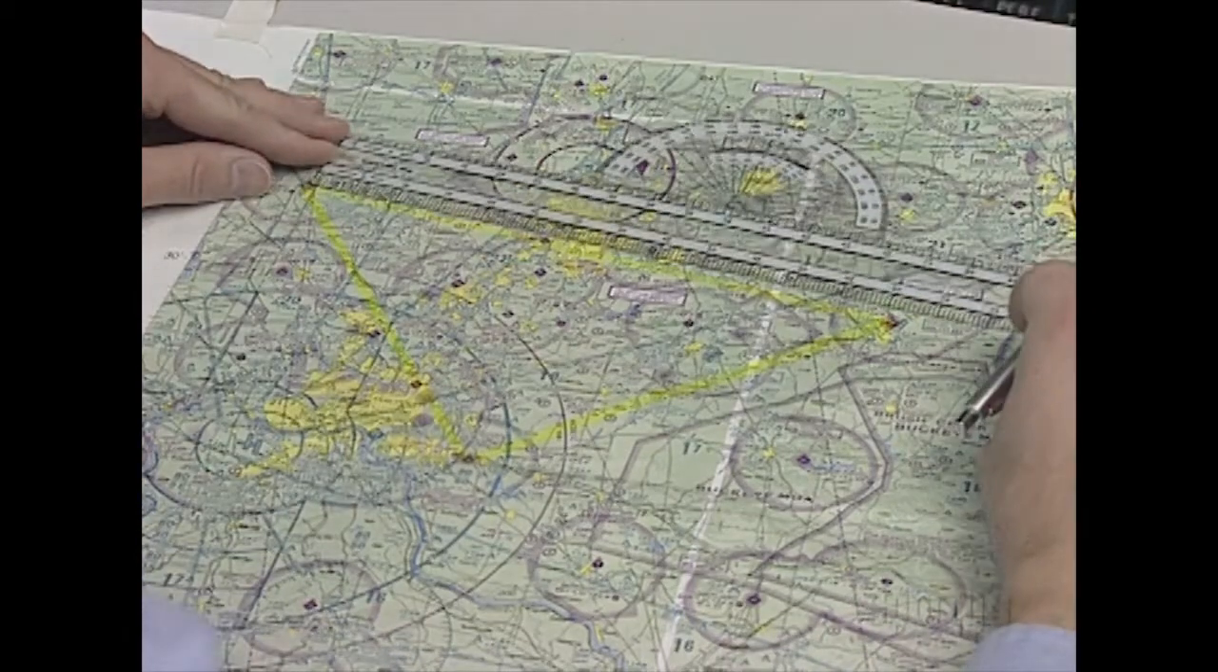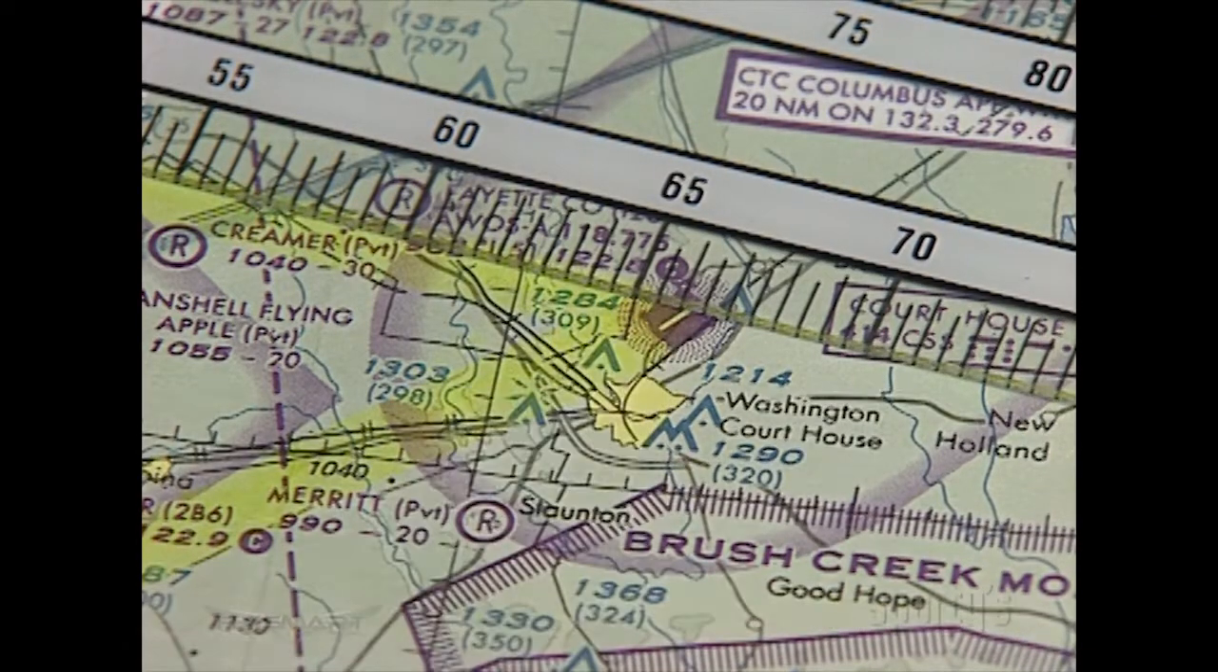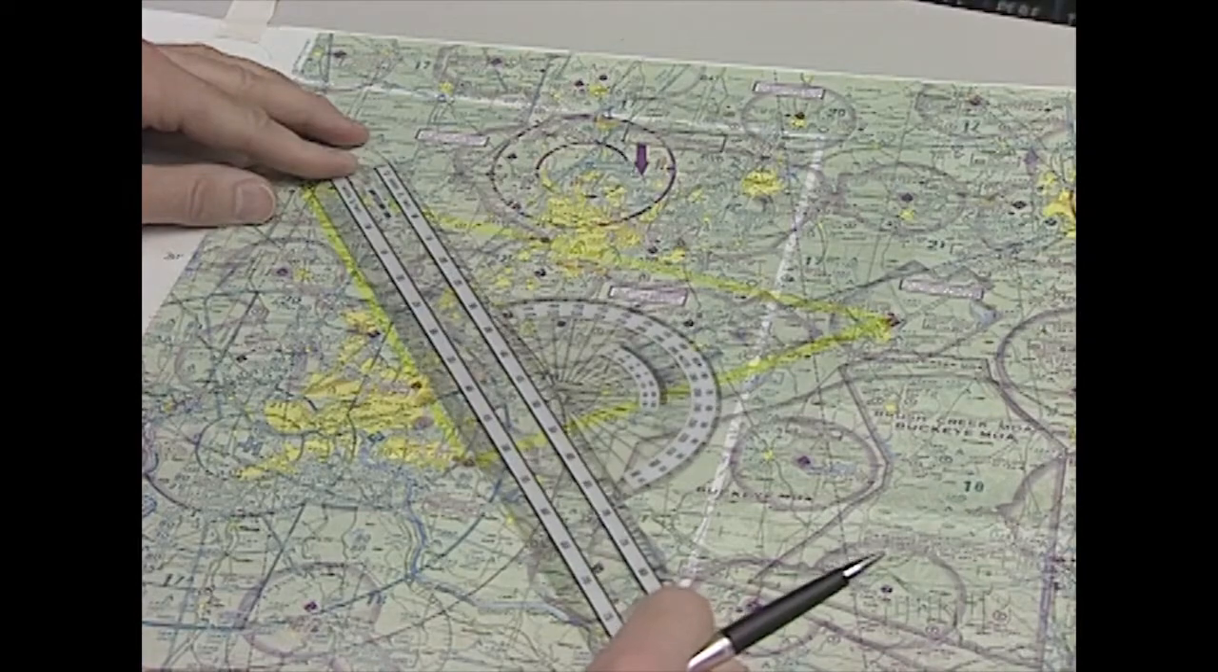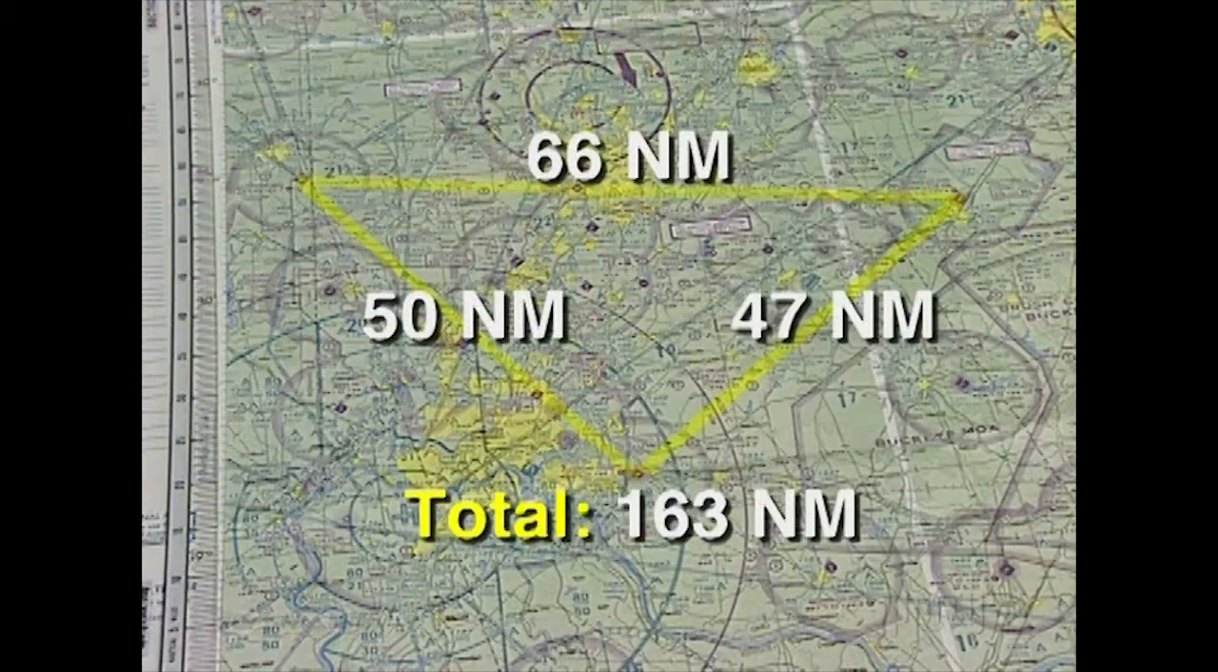From Fayette County Airport to Richmond Airport measures 66 nautical miles. From Richmond Airport to Claremont County Airport is 50 nautical miles. The total mileage for the trip is 163 nautical miles. The next step is to determine the direction to each airport for our trip.